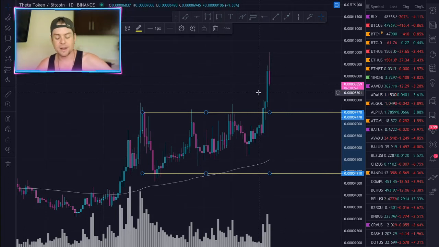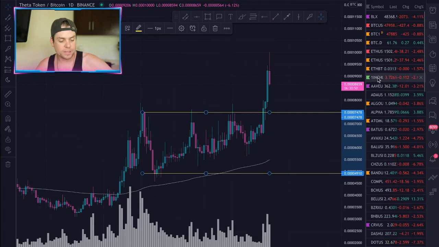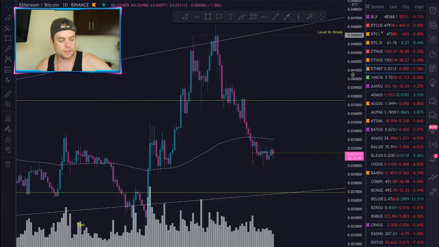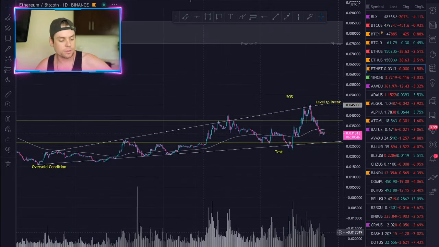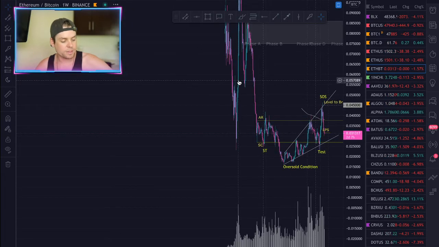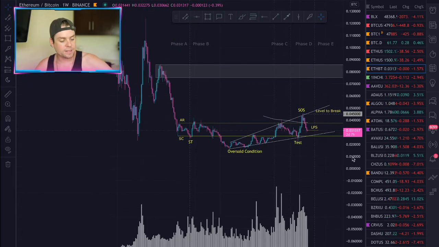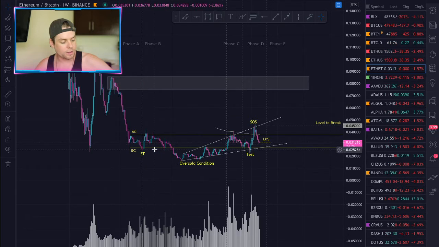If you're new to this, a good example of why you need to pay attention to this kind of stuff is the Ethereum Bitcoin chart. If we look at the weekly on Ethereum BTC, basically where we are right now, we're in line with this close of the seller's climax.